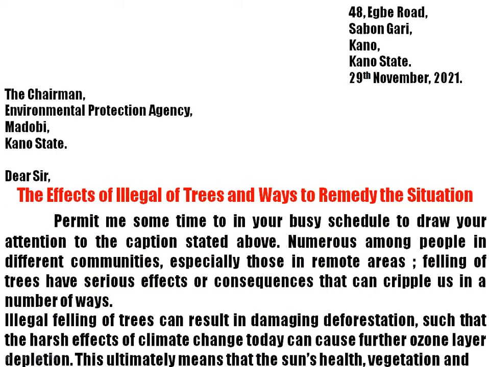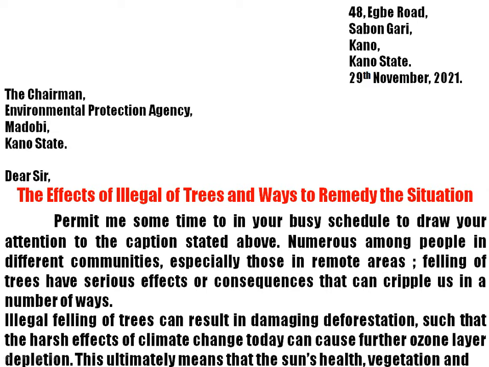Now look at the sample answer to the question. I try to write this: Number 48 Egbe Road, Sabongeri, Kano State. And this Kano State is located in Nigeria. Now I chose this address because I wish to include those who are not even students. So I intentionally do not use the address of a school.